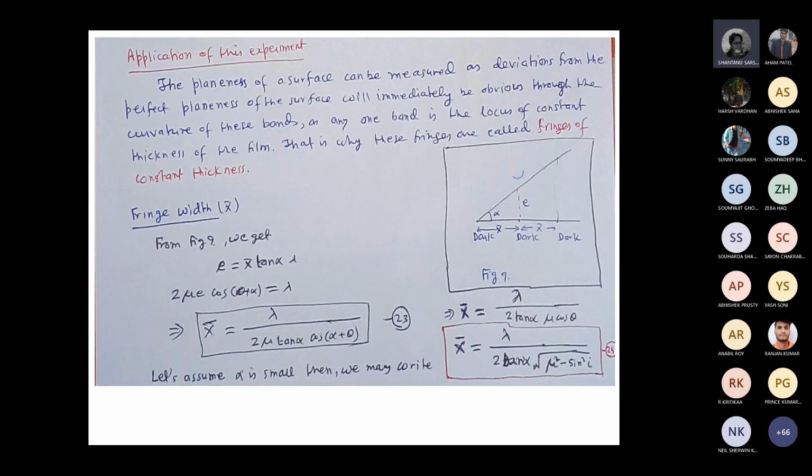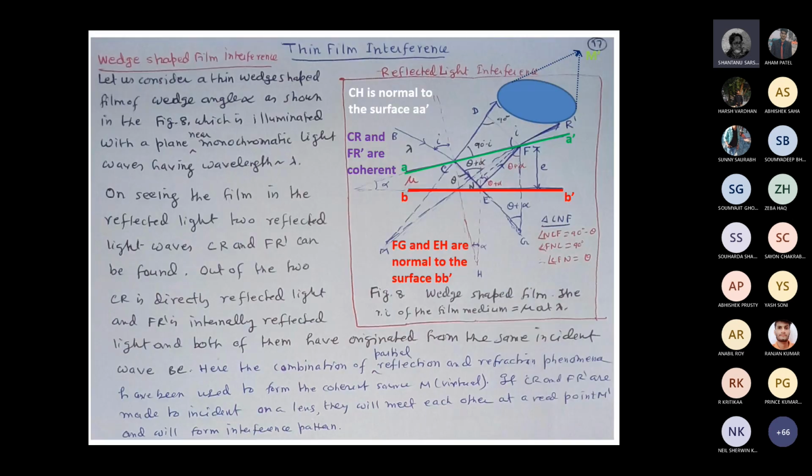So in brief, what we have discussed today is, first, the Stokes treatment, and then we derived the condition for interference in wedge film experiments with wedge angle alpha and refractive index mu of the film. Then we tried to understand how the fringe width will vary, and how we can have a wider fringe.